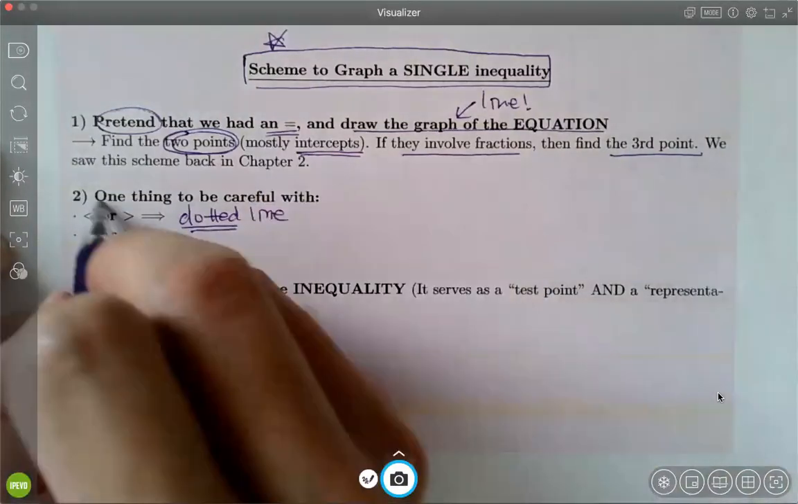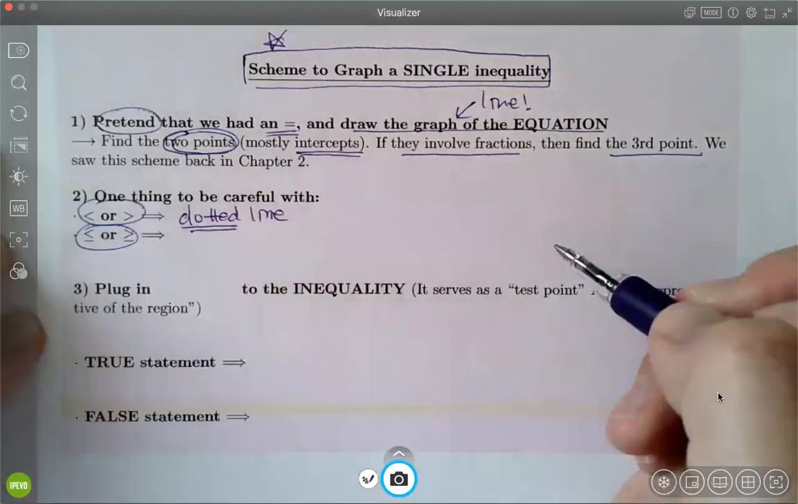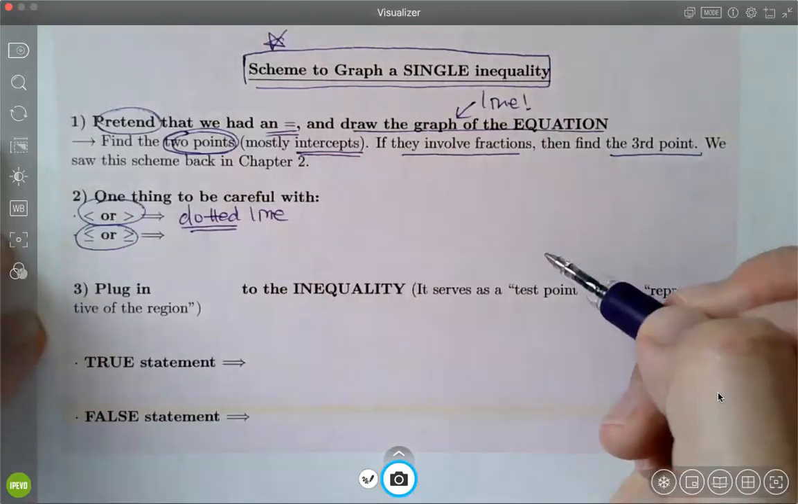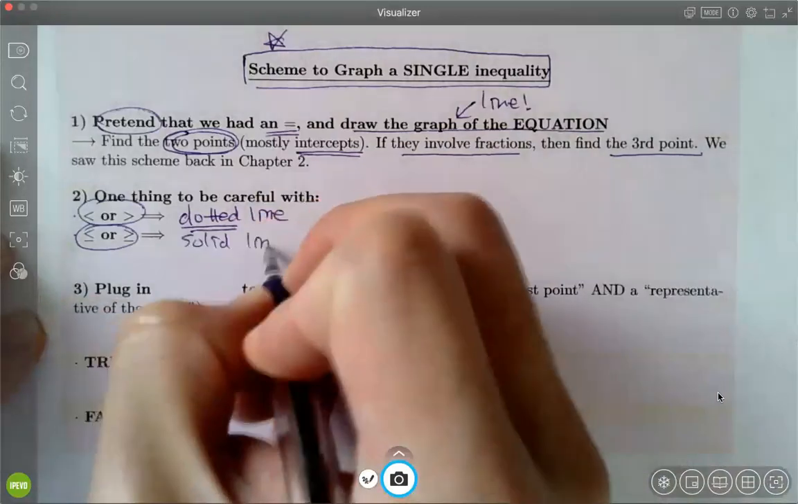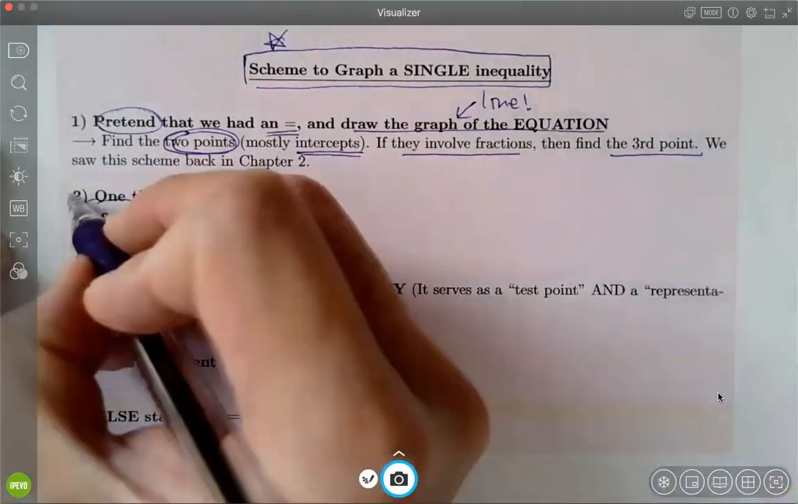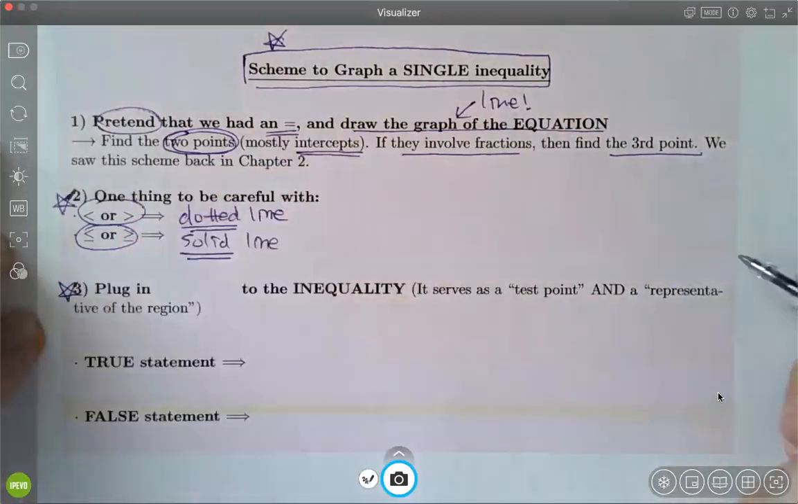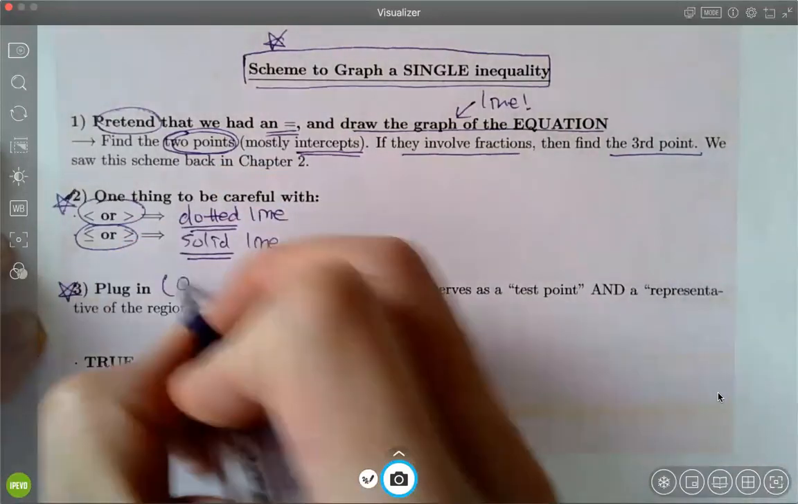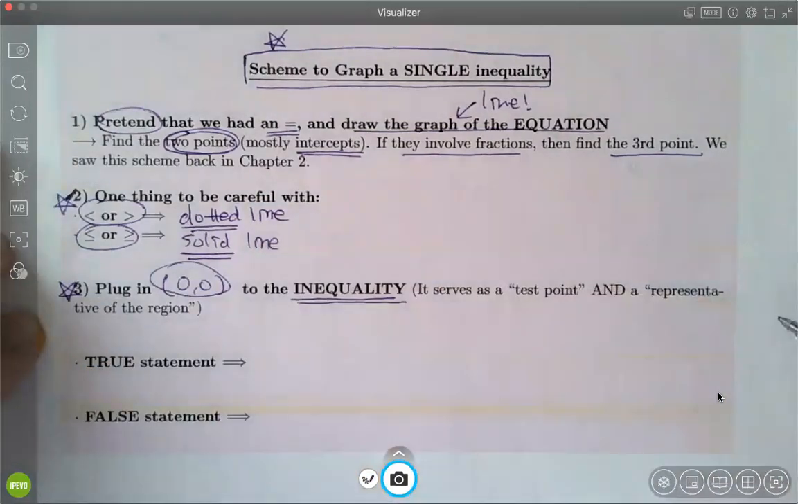Okay, now for the other two inequalities, less than or equal to or greater than or equal to: whenever your inequality deals with the equal to part, you put a solid line. And now number 3, plug in (0, 0) to the inequality. Okay, not the equation.